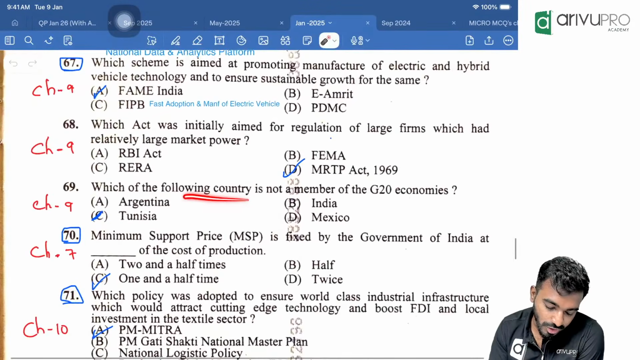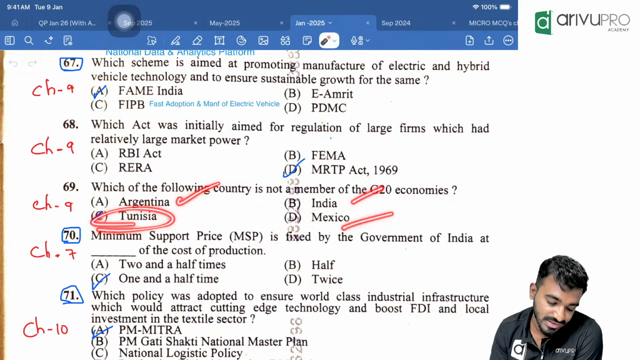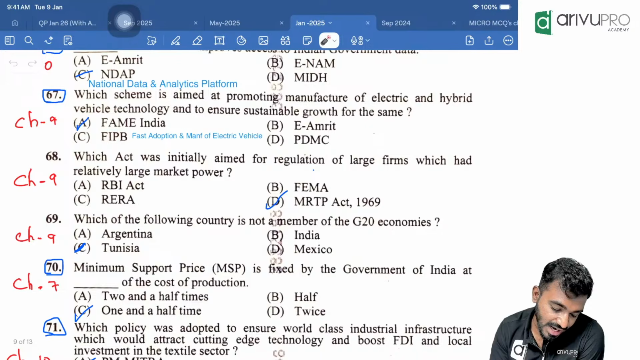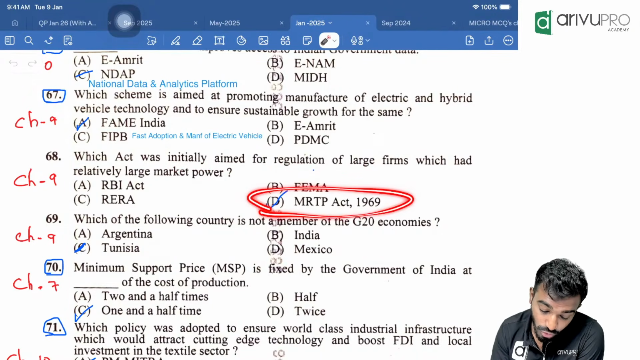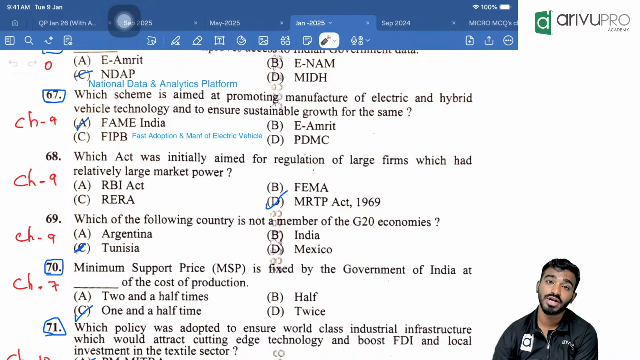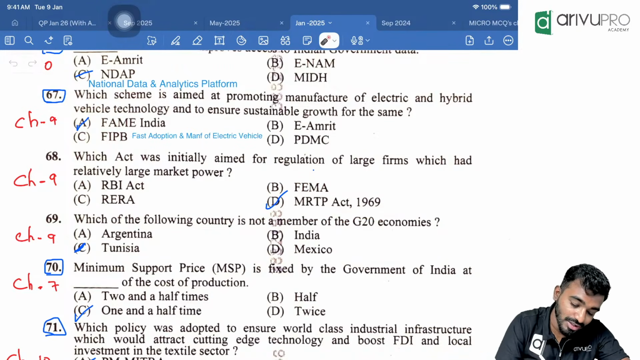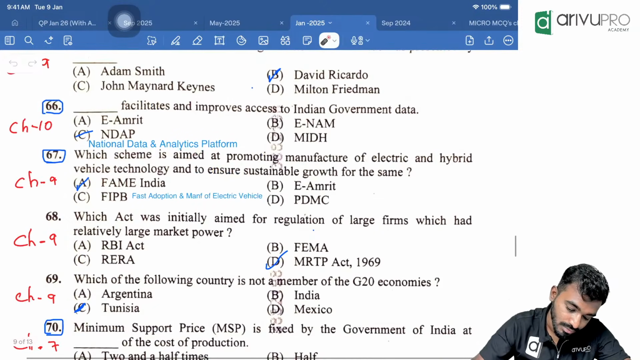Chapter 9. Which of the following countries is not a member of G20? Tunisia. Argentina is a member, India is a member, Mexico is a member. Next, which act was initially aimed at regulating large firms? I spoke about this in chapter 4 also. MRTP, Monopoly and Restrictive Trade Practices Act. It comes in chapter 10 also. Now, this is actually chapter 10.